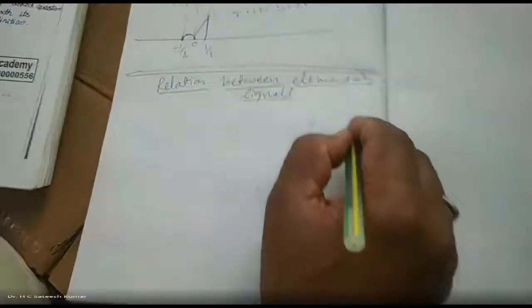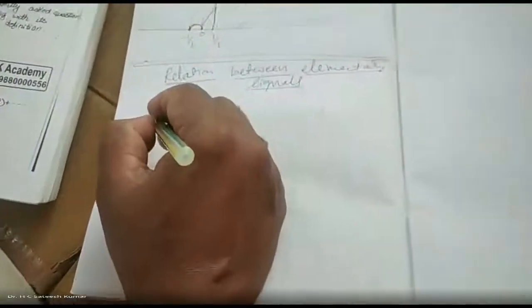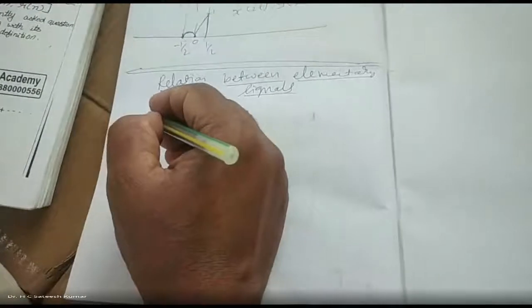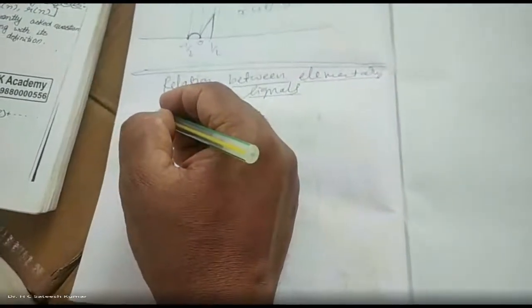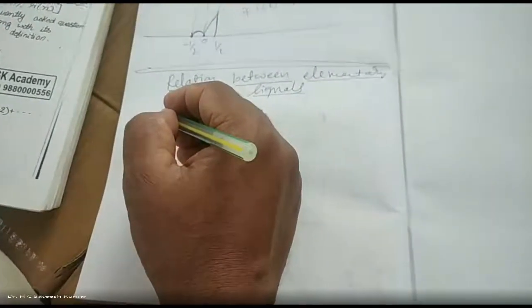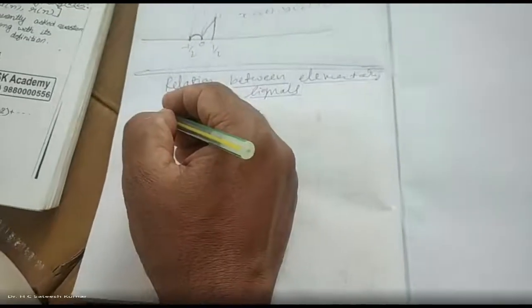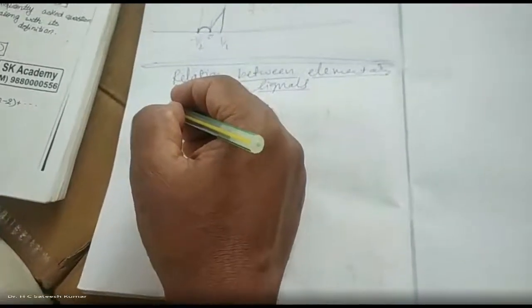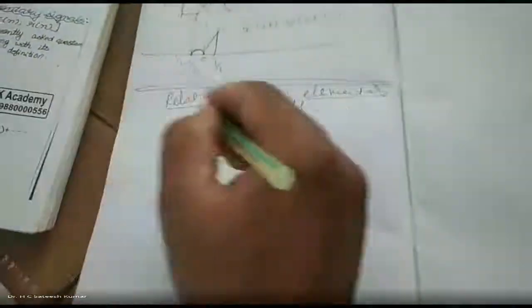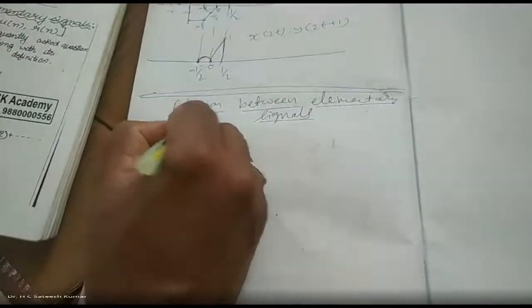Okay, right. So first one. First, I'll do it with discrete, and then I'll go to continuous. This is a very, very important topic. These topics I'll be using in control system as well, third module of control system. There also we use this concept. So first one, relation between discrete elementary signals. In discrete, we have what is that?